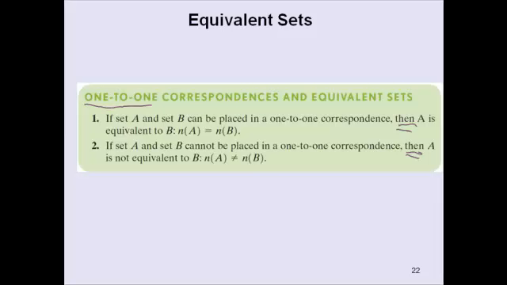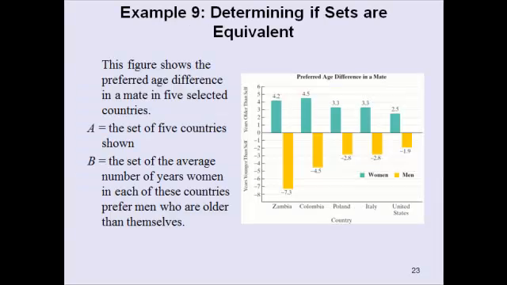All right? So let's take a look at an example. We want to determine if the sets are equivalent. So here's our list, our word description, the set of 5 countries shown. B is going to be the set of the average number of years women in each of these countries prefer men who are older than themselves.